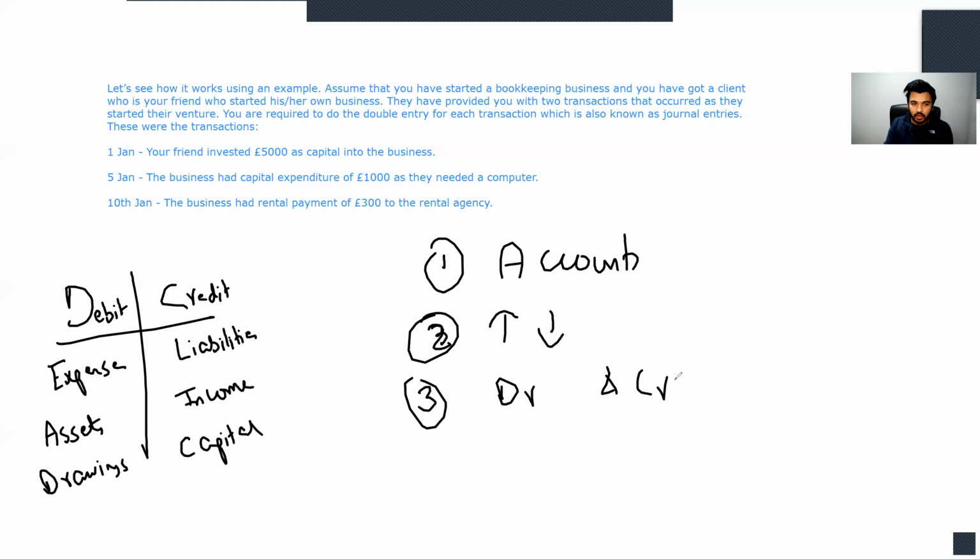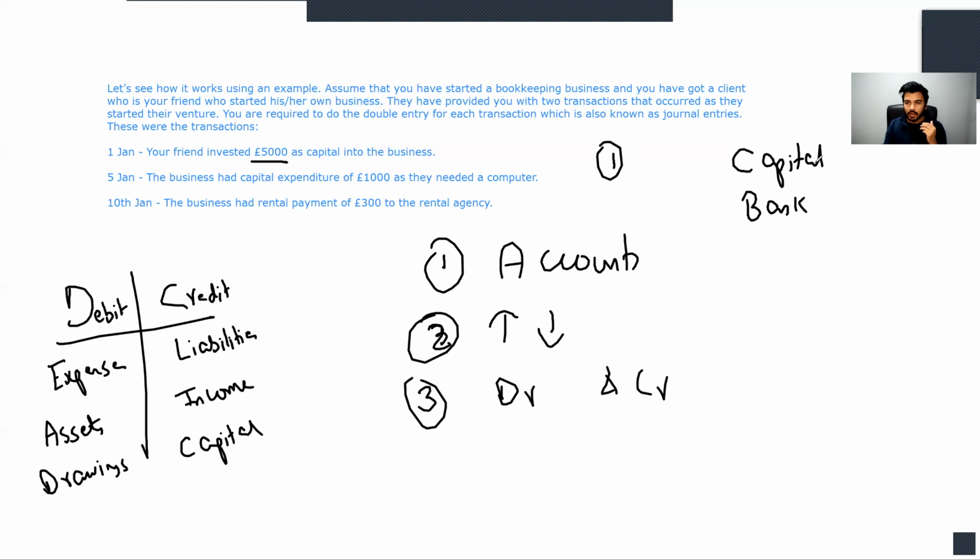So let's start with the first transaction. Your friend invested 5,000 as capital into the business. This is where you will identify the accounts. So you got the capital account, that's the first account, and then you got a bank account.